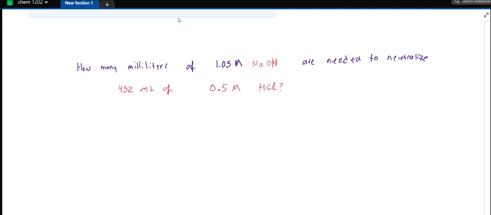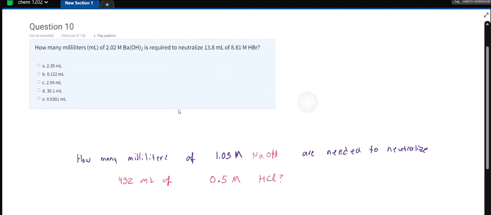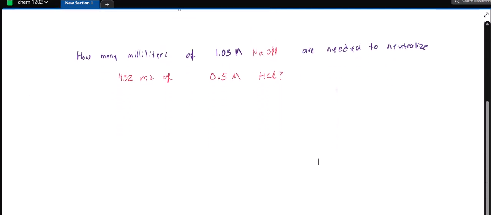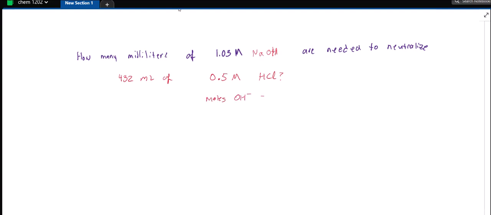You'll notice that what's different here is sodium hydroxide only has one hydroxide, whereas the barium hydroxide had two. But in order for neutralization to happen, you have to have the same number of moles of acid as base. So the moles of OH minus have to equal the moles of H plus. Well, what can be nice about this is we don't actually have to convert from milliliters to liters, because the units will be the same on both sides.